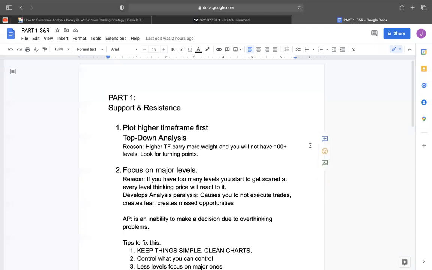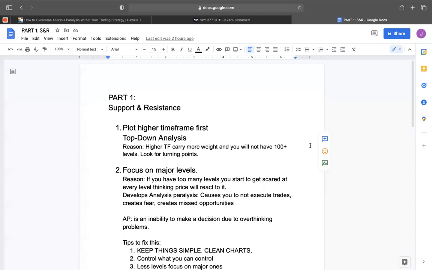First, you want to plot the higher time frame first, right? You want to do a top-down analysis. The reason why you want to start from your bigger time frames, and what I mean by bigger time frames, I normally just use the daily. You can use the weekly if you want to, but I kind of just use the daily and 4 hour and 1 hour. Really, it just depends. If you want to plot on a weekly chart, it literally doesn't make a difference to me. Whatever you want to do, right?